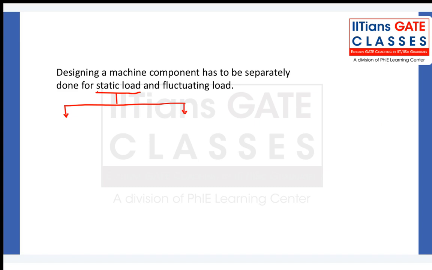There are two criteria on the basis of which a component is designed for static load. Basically, this is almost covered in strength of materials, right? Whatever you study in strength of materials is basically designing against static load, right? Now, what are the two criteria? Can anybody tell me what are the two different criteria used to design against static load?